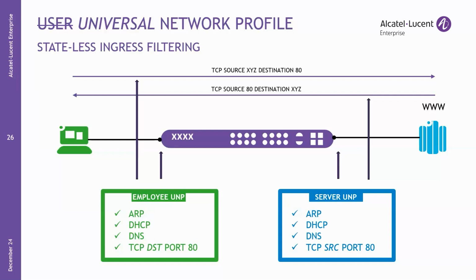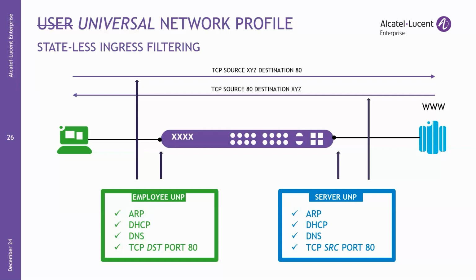Let's start with user level profiles, and more specifically the NAC policies that are attached to them in a policy list. One thing to keep in mind is that these are stateless policies which are applied at packet ingress. Also, we tend to call these user level profiles, but at some point we renamed them universal level profiles because they can also be applied to servers, IoT devices, or even virtual machines.